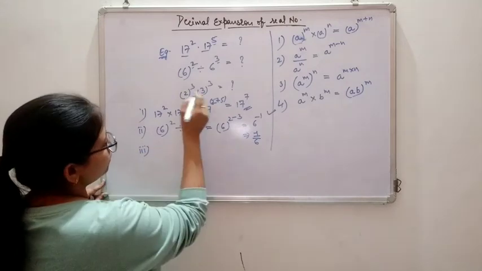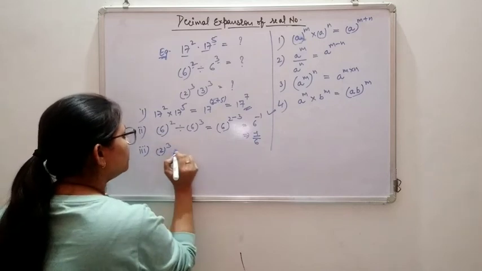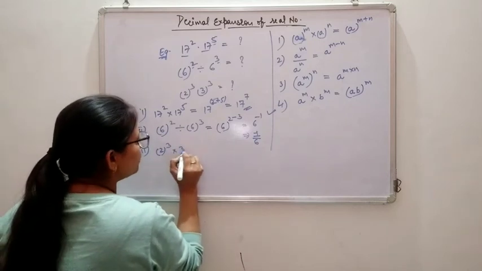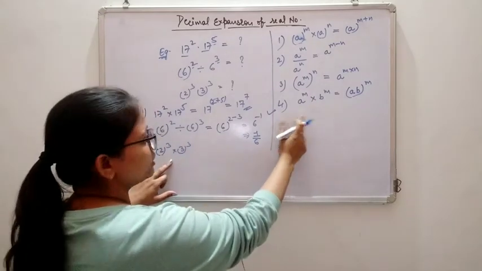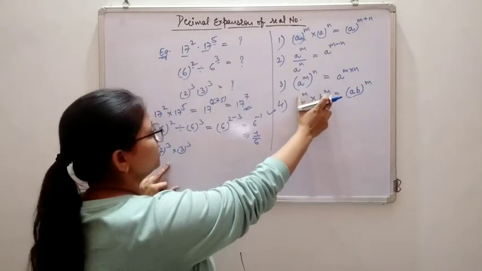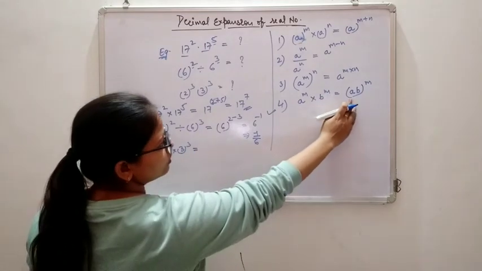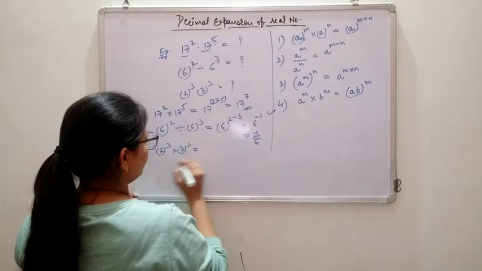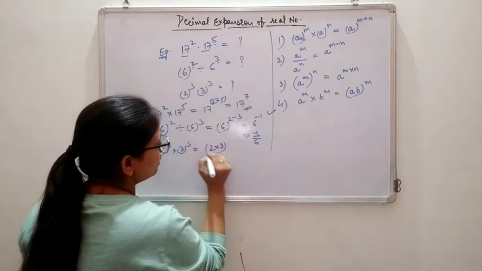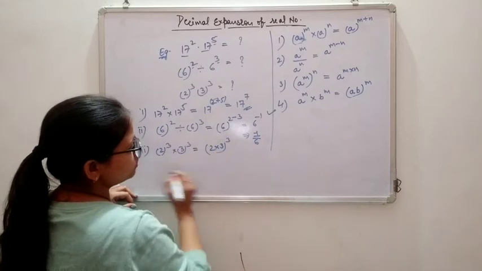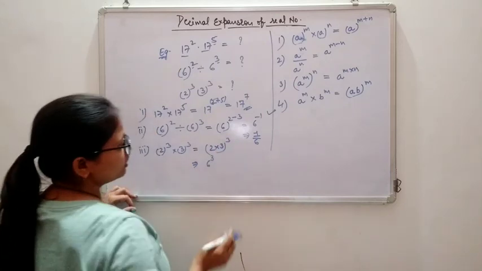Now let's talk about this third example. 2 to the power 3 multiplied by 3 to the power 3. This is the fourth identity where the base is different and the power is same, right? How can we solve it? Multiply the base and take the power as 3, right? So 2 multiplied by 3, 6 to the power 3, right?